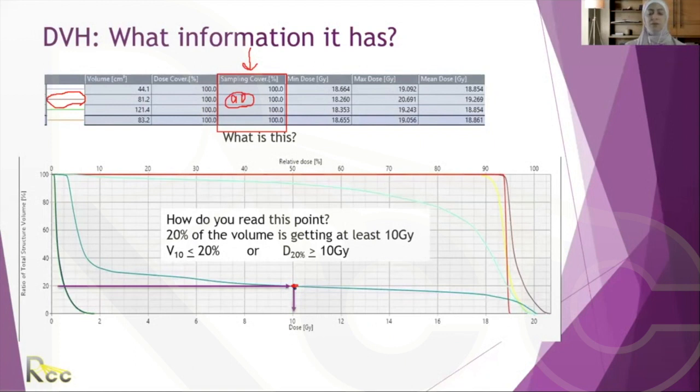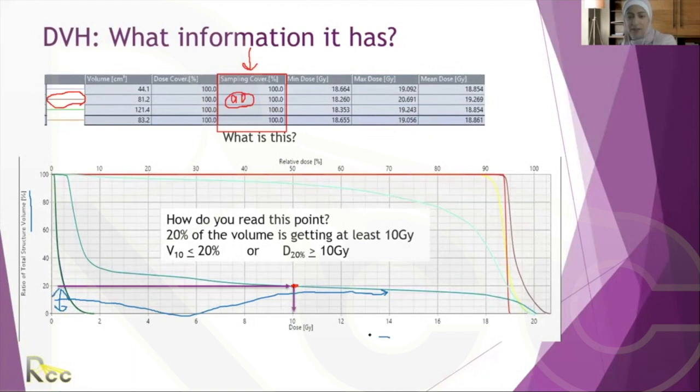So how would I read this point here, whatever this organ is? I say 20% of the volume, because this is volume, is receiving at least 10 gray. Why do I say at least 10 gray? Because there are smaller parts within this 20%: there is the 15%, 10%, and 5%. Meaning sub-volumes here are getting higher doses. So the minimum dose is 10 gray.